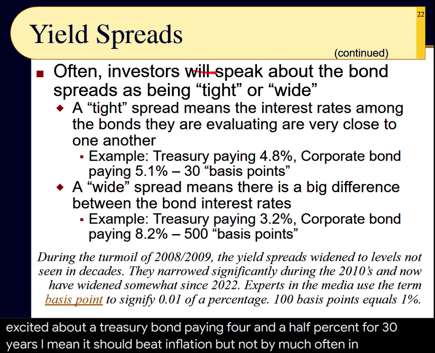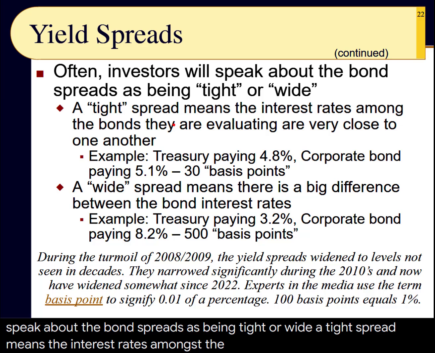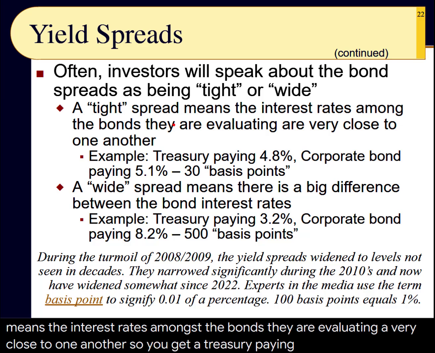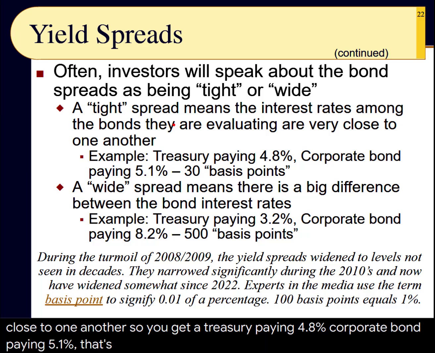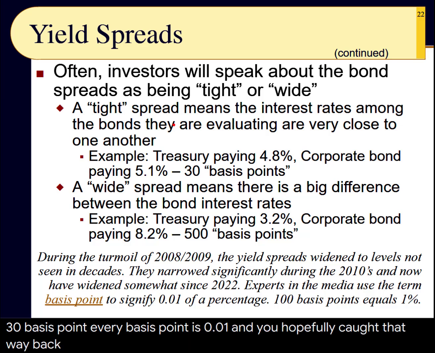Often investors will speak about the bond spreads as being tight or wide. A tight spread means the interest rates amongst the bonds they are evaluating are very close to one another. So you get a treasury paying 4.8%, corporate bond paying 5.1%. That's 0.3%, or what you'll hear in the industry is basis points. 30 basis points. Every basis point is 0.01. And you hopefully caught that way back in chapter 3.